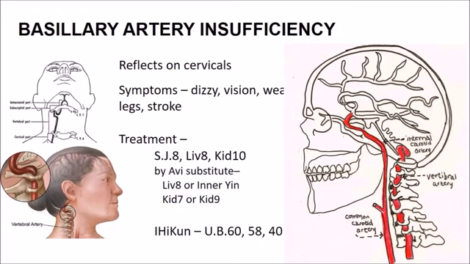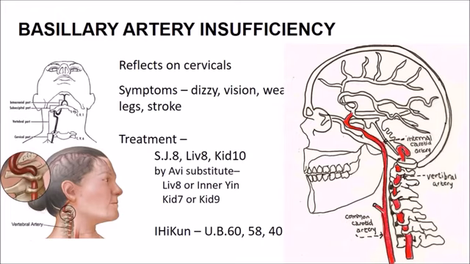My own version of this protocol is Sanjiao 8 plus kidney 7 or kidney 9, plus either liver 8 or inner yin, or possibly liver 9. I choose the points that best release the neck. At times, I might use only Sanjiao 8 or Sanjiao 8 plus kidney 9, or whatever shortcut I can get away with. As always, for a rapid pulse patient, Sanjiao 5 can be substituted for Sanjiao 8.